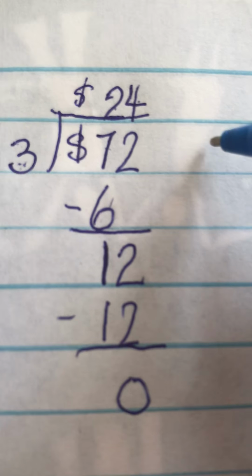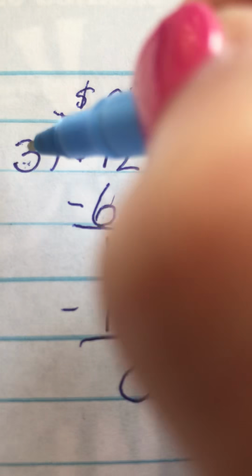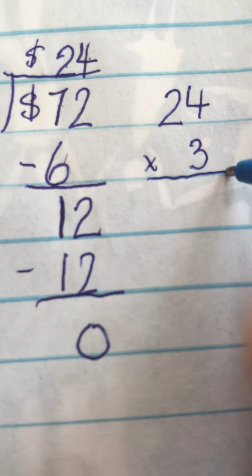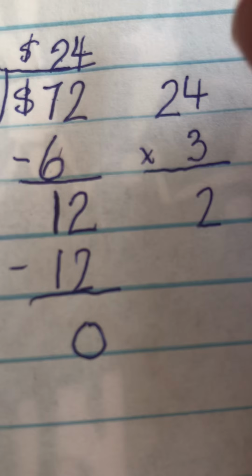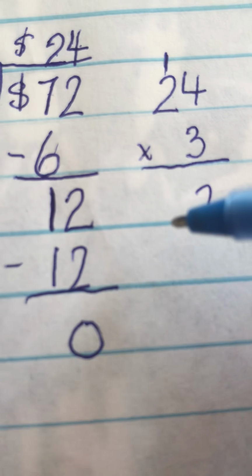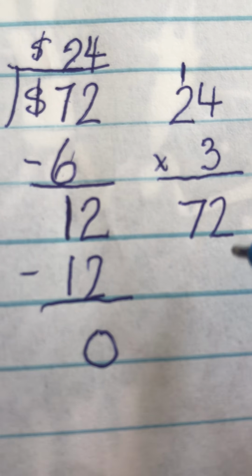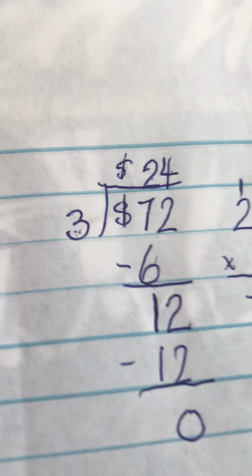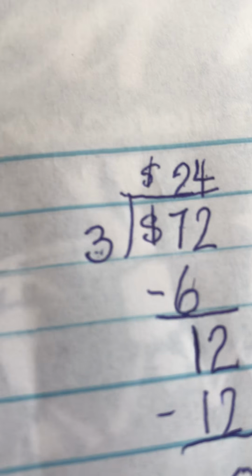But then I'm going to multiply just to make sure that I'm right. So 24, that top number, times the number on the side, times 3. Let's see what we get. 3 times 4 is 12. You write the 2, carry the 1. 3 times 2 is 6, and 1 more makes 7. Look, we got 72. So we know that we got that division problem right. It really helps to know your multiplication facts to be able to do these really well.